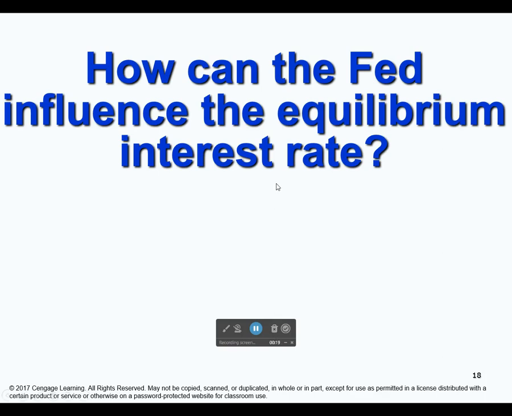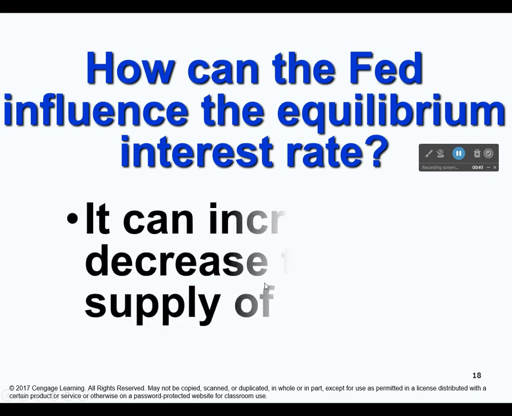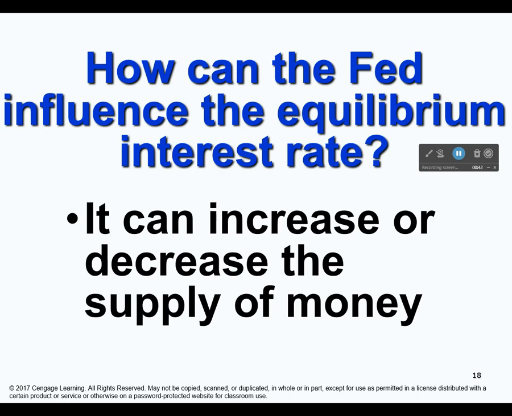Now, previously we talked about what happens when there is a surplus or a shortage of money on the market, that this will result in a change in interest rates. Now, how can the Fed or a central bank influence the equilibrium interest rate? They can increase or decrease the supply of money, and they do that through creating bank reserves.